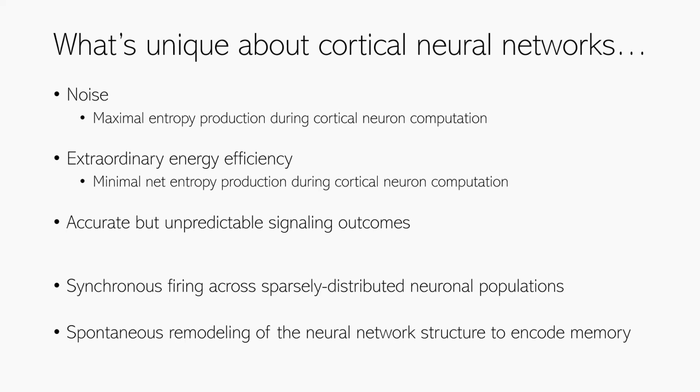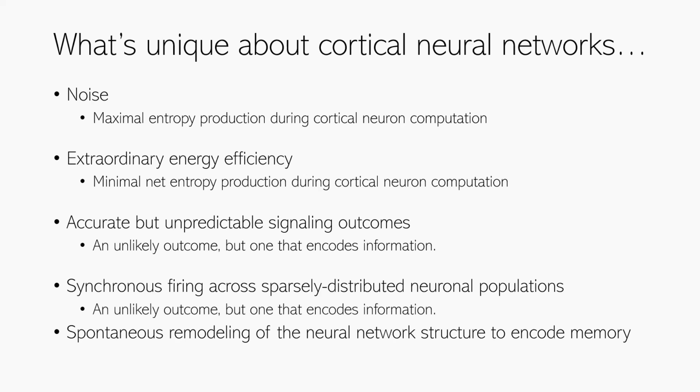Next, we have accurate but unpredictable signaling outcomes. So this is an unlikely outcome, but one that encodes information. Then we have synchronous firing across sparsely distributed neuronal populations. Again, this is an unlikely outcome, but one that encodes information. And also, we have spontaneous remodeling of the neural network structure to encode memory, which is, again, an unlikely outcome, but one that encodes information.